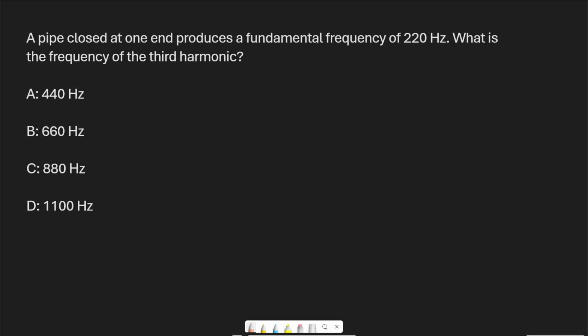All right, so here's a problem. Now go ahead and pause and try and solve it. All right, so it says that we've got a pipe closed at one end and it produces a fundamental frequency of 220 hertz. What is the frequency of the third harmonic?